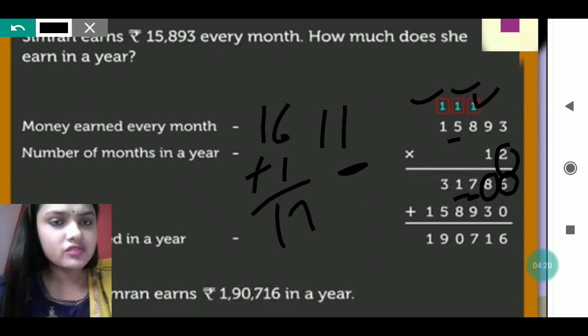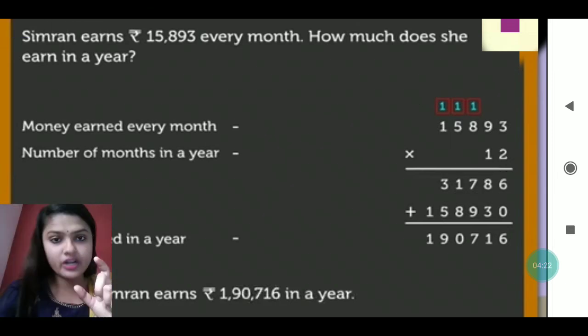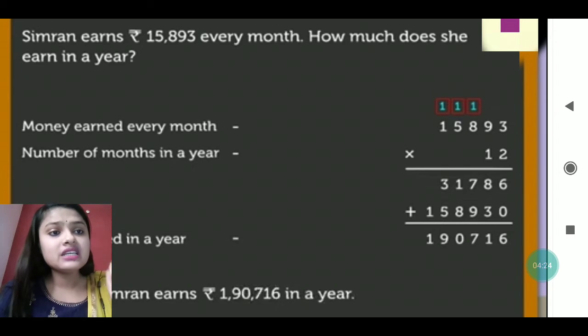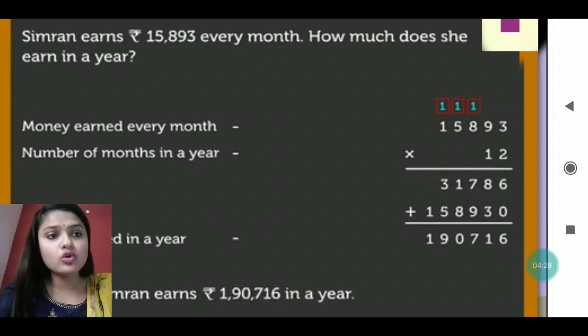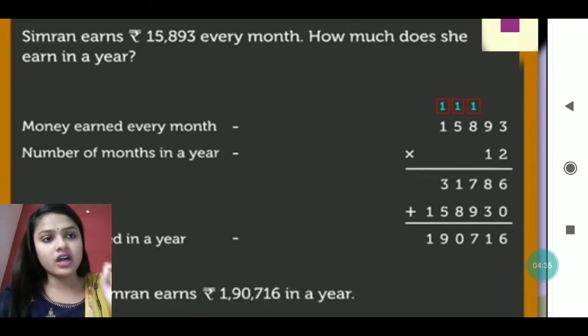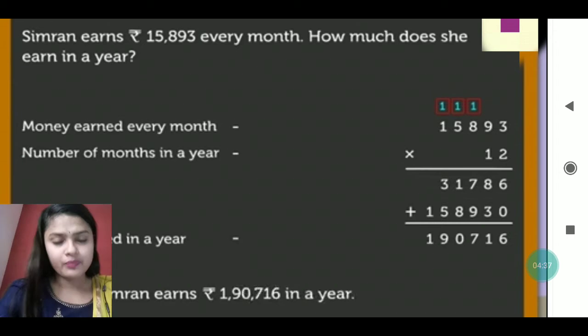So what is the total product which I have calculated, my dear? The first product which we have calculated is 31786. By multiplying 15893 by 2, we have got 31786.